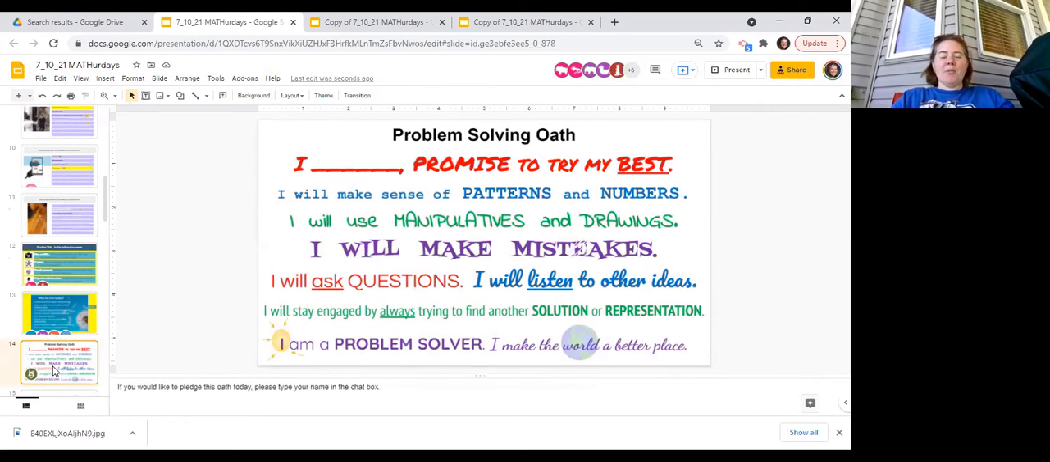But before we get started, on slide 14 is where I have the problem-solving oath. I'm going to take a moment and read this out loud. I hope you read it also. And if this is something that you would like to pledge during our session today, you're going to type your name in the chat box.